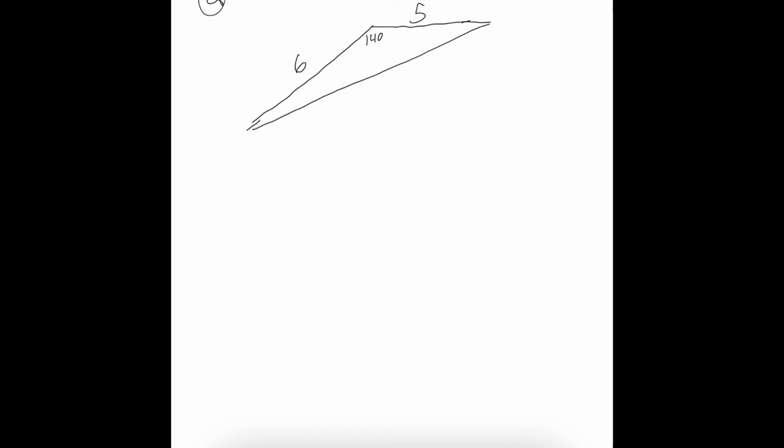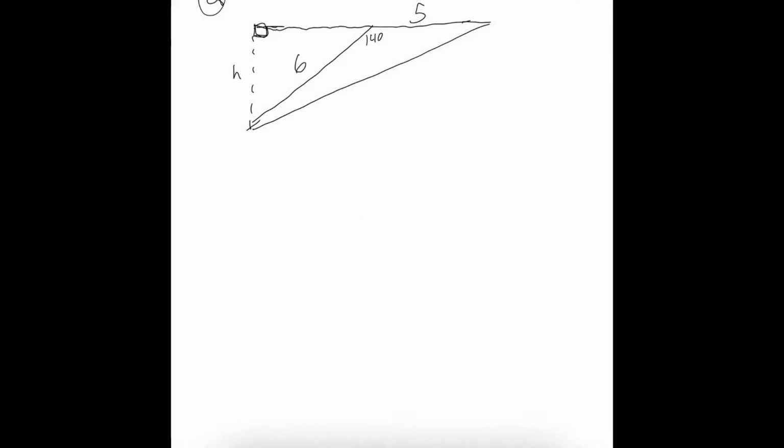Okay, so area of a triangle is base times height divided by 2. So I'm just going to let 5 be my base, and we have to find the height. The height is your straight up and down distance. So what we can do is make a right triangle over here. It's my right angle. Here's my height.